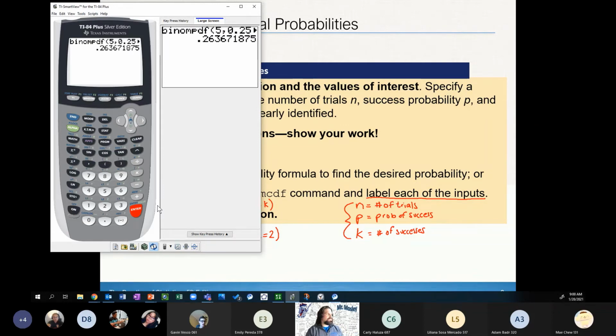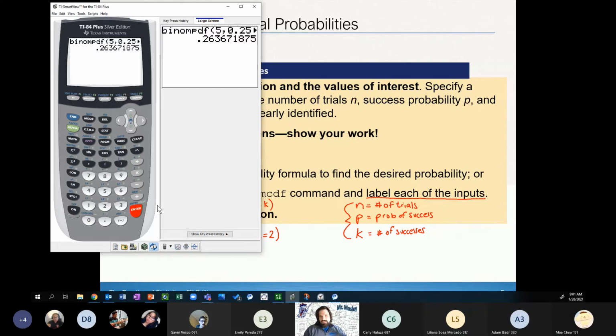The 0.26367, a bunch of decimals, right? About 26%. So the calculator is set up so that it can run this calculation for you quite easily as long as you have the correct parameters. All right.